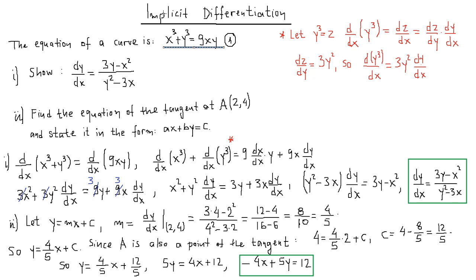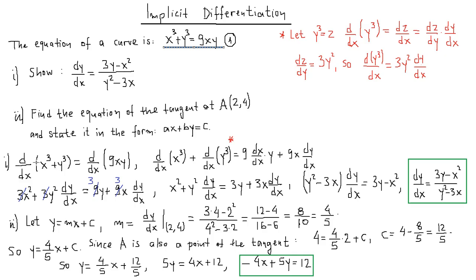The formula of this curve is x cubed plus y cubed equals 9xy. To find the derivative, we differentiate both the left hand side and the right hand side with respect to x. So we have d upon dx of x cubed plus y cubed equals d upon dx of 9xy. And now we apply the rules of differentiation.